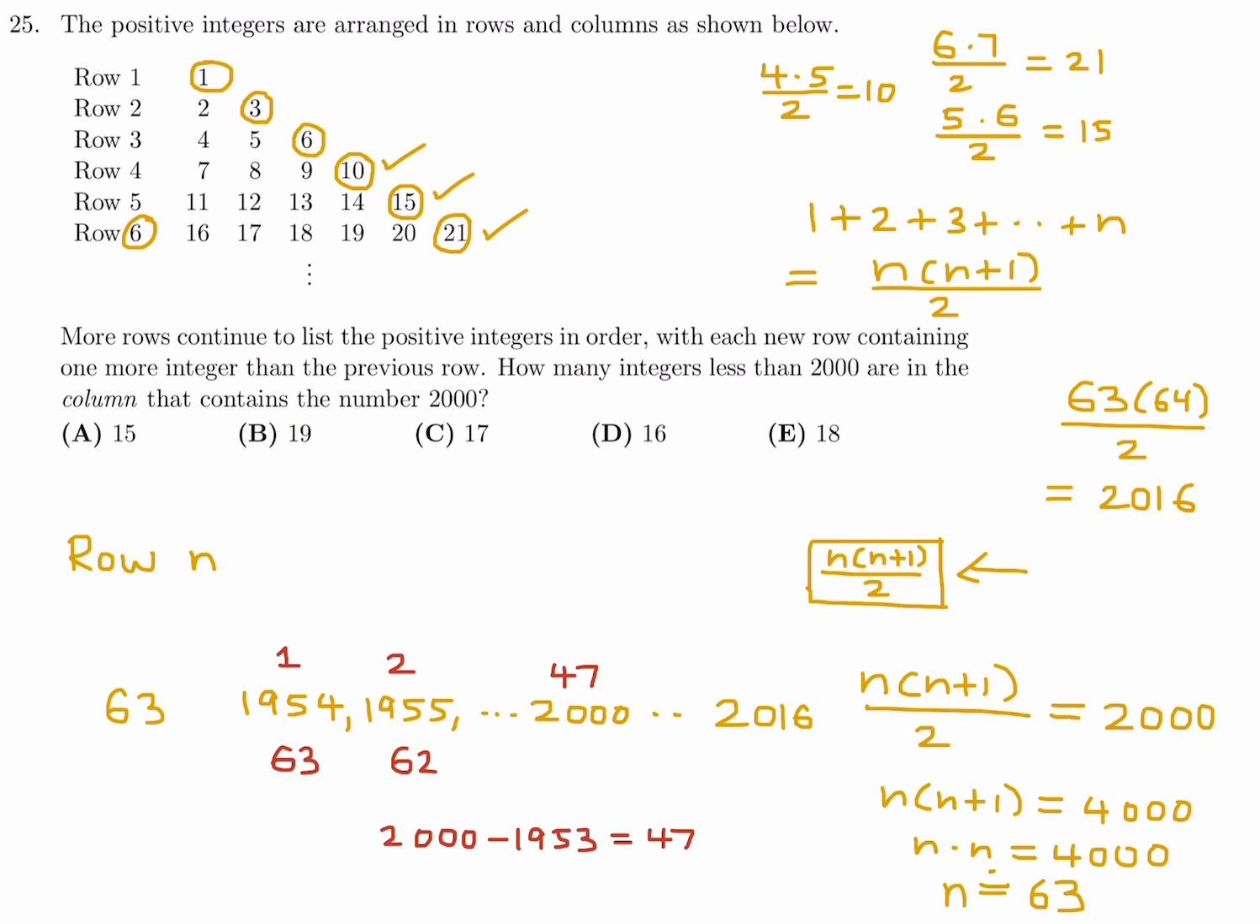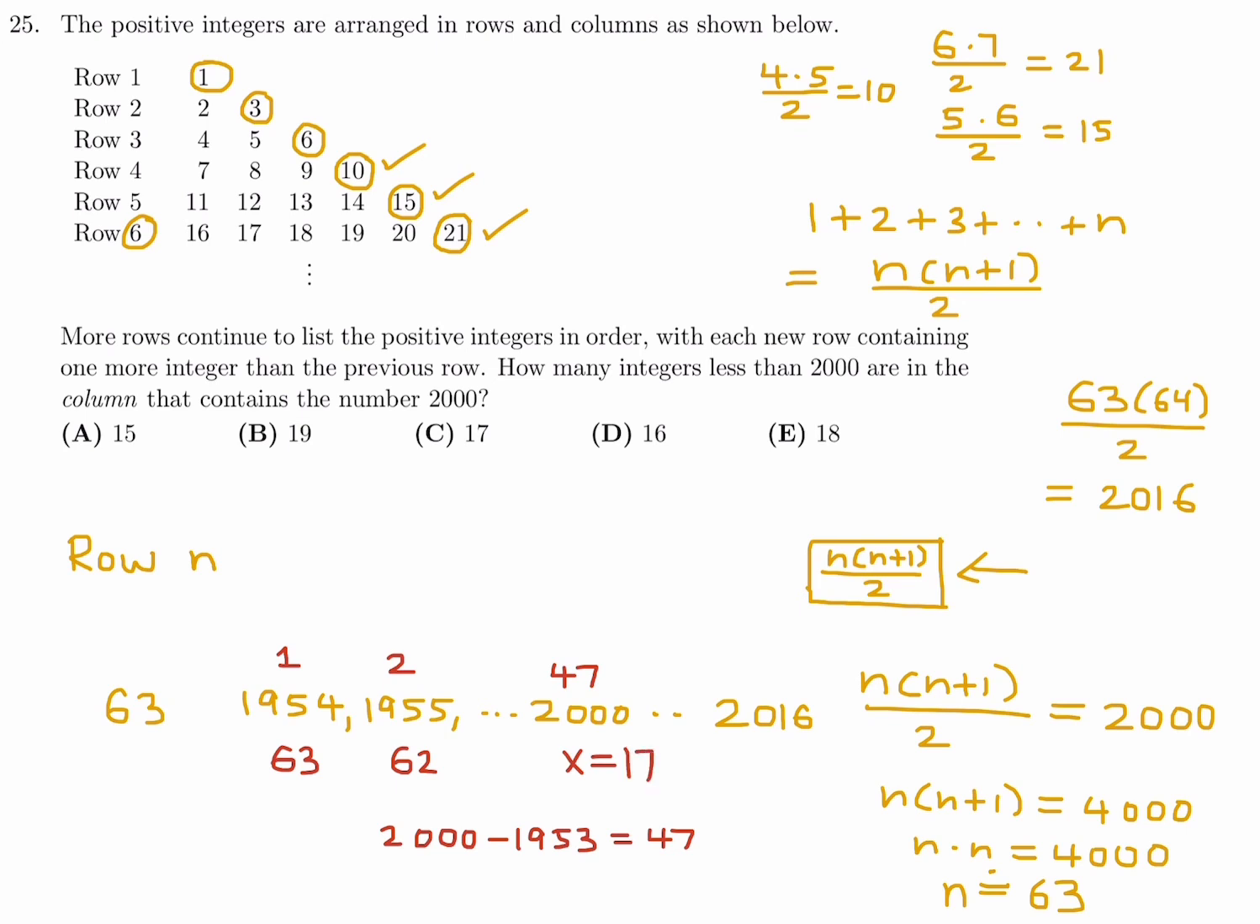So, same logic. The first column contained 63 numbers. The second column contained 62 numbers. The third column would contain 61 numbers. So for the 47th column, you just have to keep subtracting. Or you can have a little bit of a trick. Let's say this number is x, right? Notice this number and this number add up to 64. This number and this number add up to 64. So that means this number and this number have to add up to 64. And therefore that number must be 17.